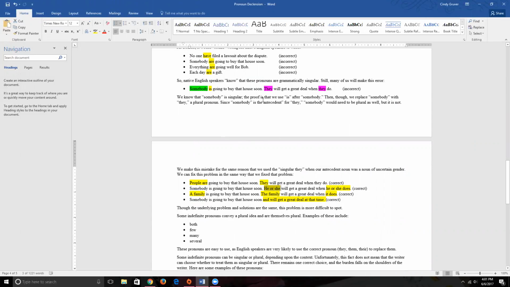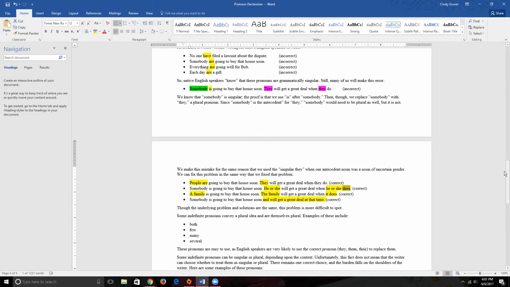Now, of course, in this sentence, we have two examples of that pronoun. They both refer to the somebody, or at least they should. So we'll have to remember to replace both. And then we'd also have to replace the verb because he or she is singular, so we can't use do, we have to use does. So again, going back to making sure our verbs are correct.